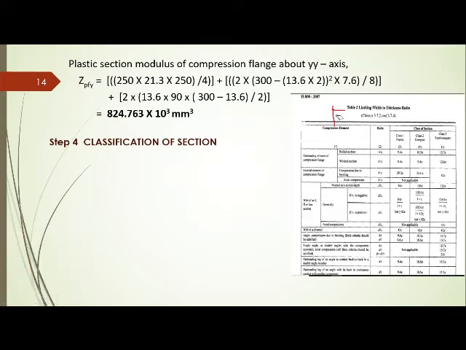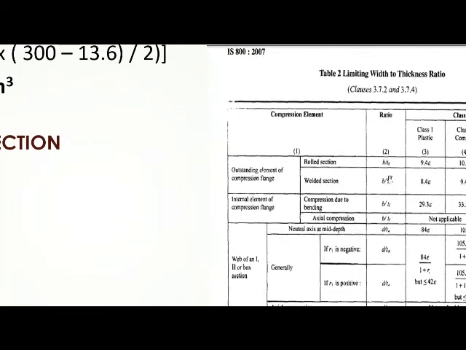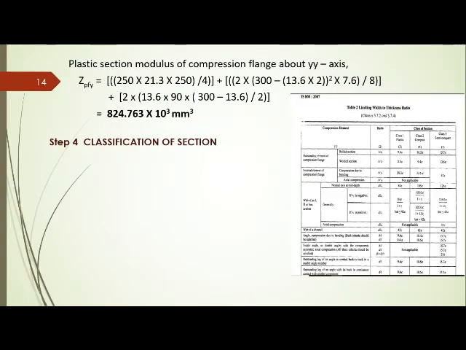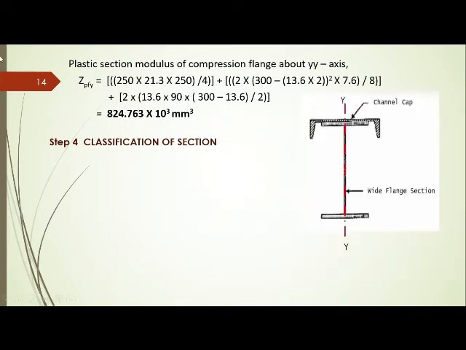So in the provision of the code, we will see here, it is in table 2 of IS 800 2007. We have to find out the ratio of b by tf and b by tw. What is b? This b is the half of the flange outstand. That is, how much is outstanding?